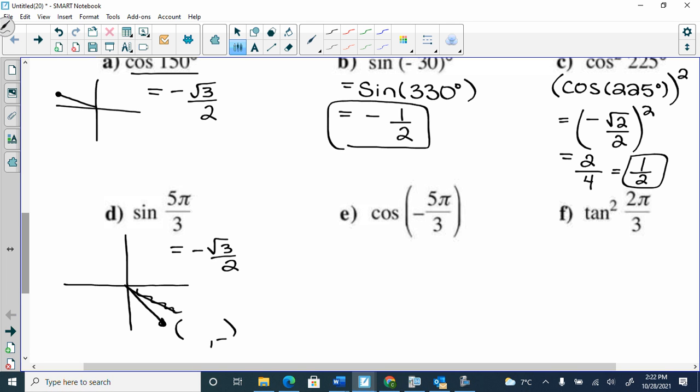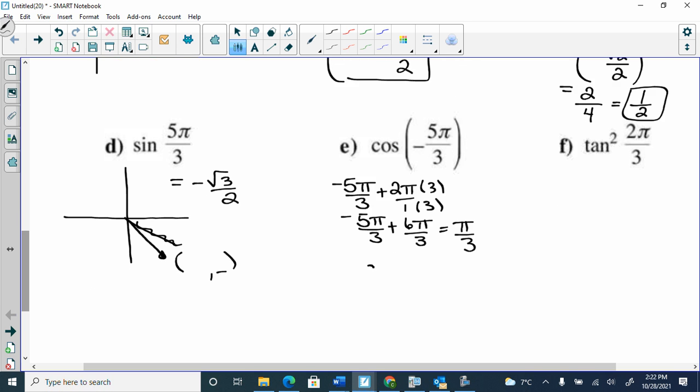Cos of negative 5 pi over 3. If we wanted to get it to land on the unit circle, we'd go negative 5 pi over 3 plus 2 pi. Multiply by 3, multiply by 3. We get plus 6 pi over 3, which is pi thirds. So we're looking for cos of pi thirds. What is cos at pi over 3? Positive 1/2.